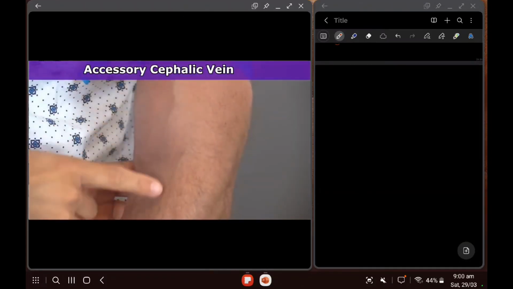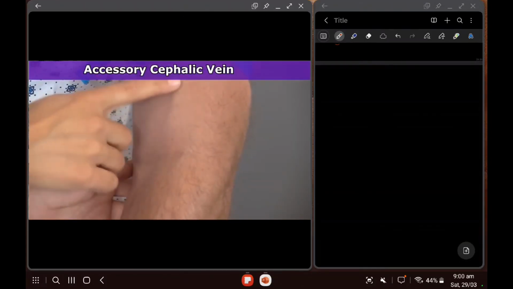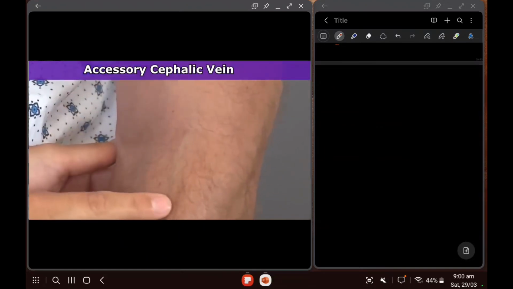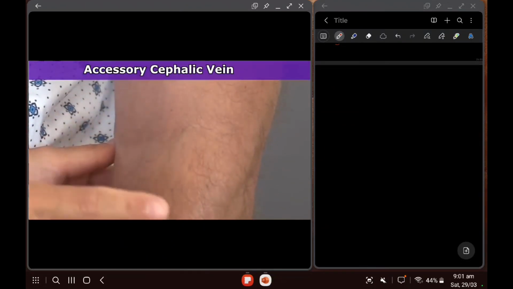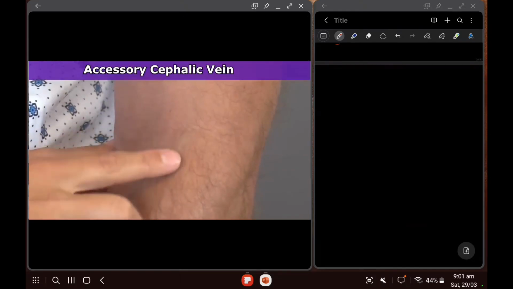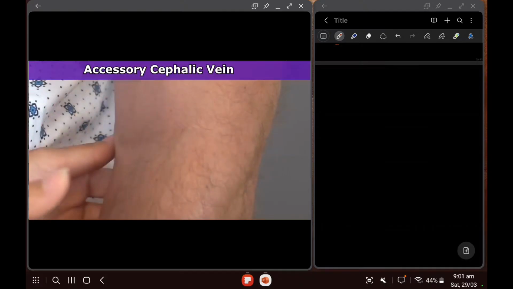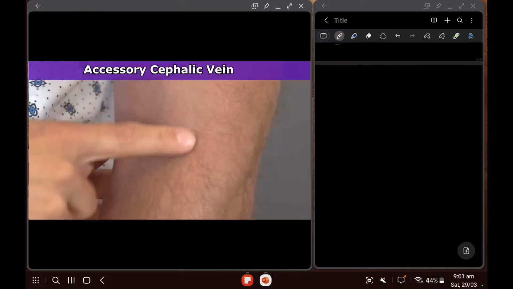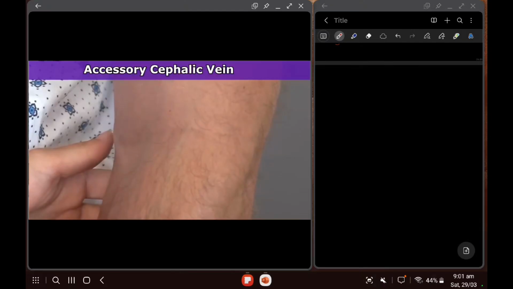Next is the accessory cephalic vein, hence its name. It's coming off of that cephalic vein up through here. Now this is really one of my favorite veins to start IVs in. Number one, it doesn't really roll. It's easy to stabilize. You're not going to stick the needle in there and it rolls to the side. Don't you just love when that happens? No, not really. And it's a relatively large vein, so it can easily hold an 18 gauge.